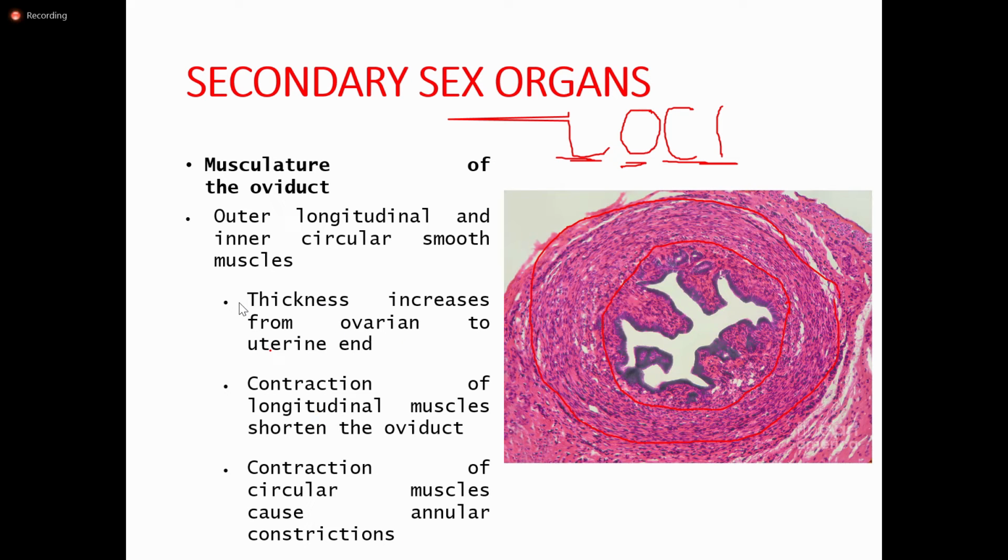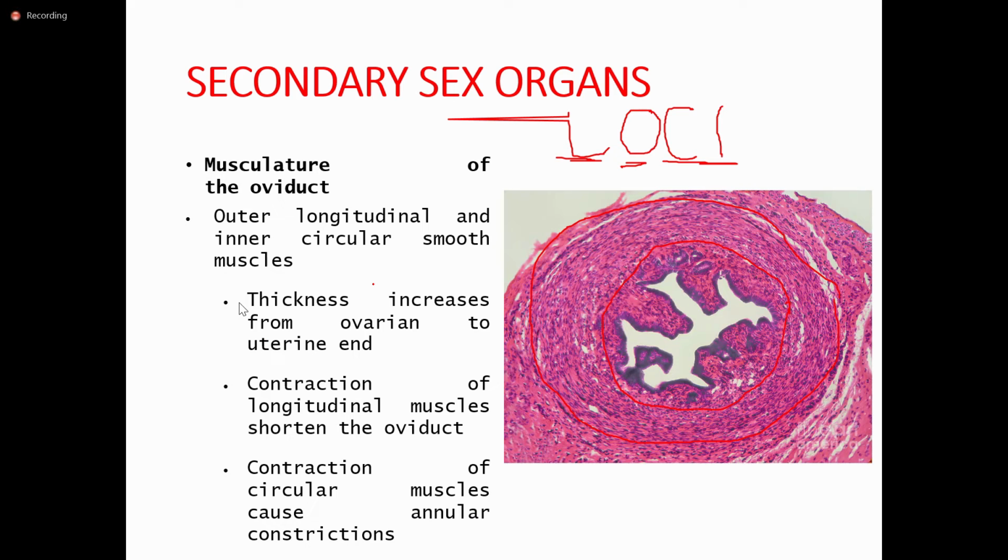Tandaan niyo yan ha. So thickness increases from ovarian to uterine end. Therefore, doon sa ampulla, mas maluwang yung diameter niya. Okay? Correct. Mas malaki and then habang papunta siya kay uterine end, lumiliit. Ay, nalito na ako. Sorry, nalito ako. The thickness increases from the ovarian to the uterine end. Yung thickness niyan ay medyo kumakapal pala siya habang lumalayo siya sa ovary.